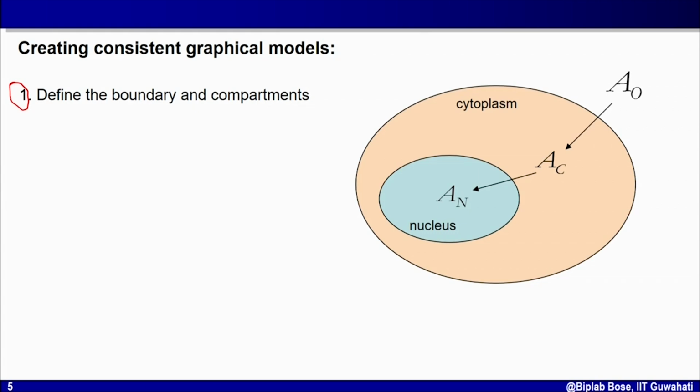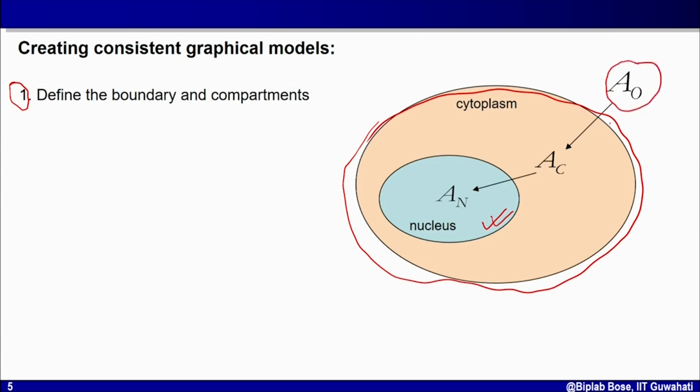Suppose I want to model and simulate a process which involves a particular process in a cell. So a cell can be represented by an external boundary like this, as I have drawn by the bigger circle. Inside that, I have shown the nucleus. What am I trying to model here? I want to model the process by which a molecule A gets transported from outside into the cytoplasm, and then from the cytoplasm it enters into the nucleus.